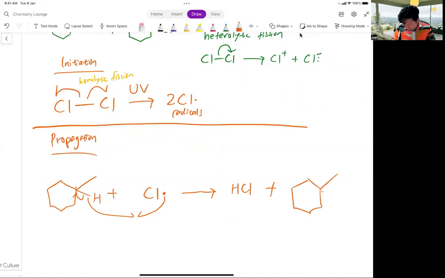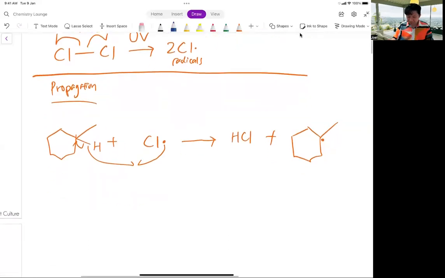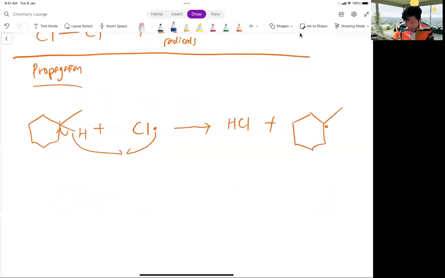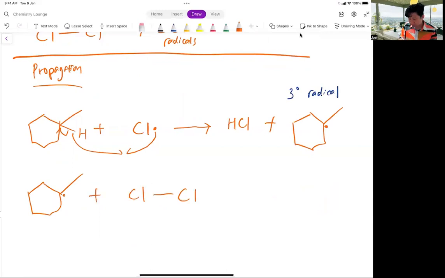Now, let me ask you a question. What is this radical called? Primary, secondary, or tertiary? Very good. Tertiary radical. Stable or unstable, as compared to primary? Why? Donating or withdrawing? The tertiary means got 3 of something, right? Is it donating or withdrawing the alkyl group? Alkyl group is like all the C around.